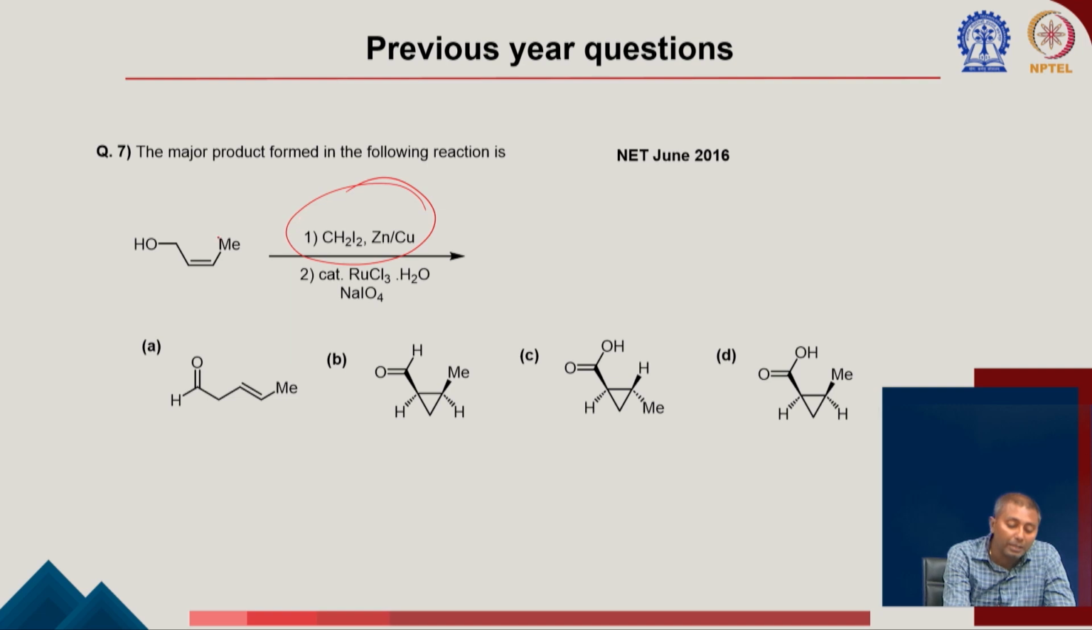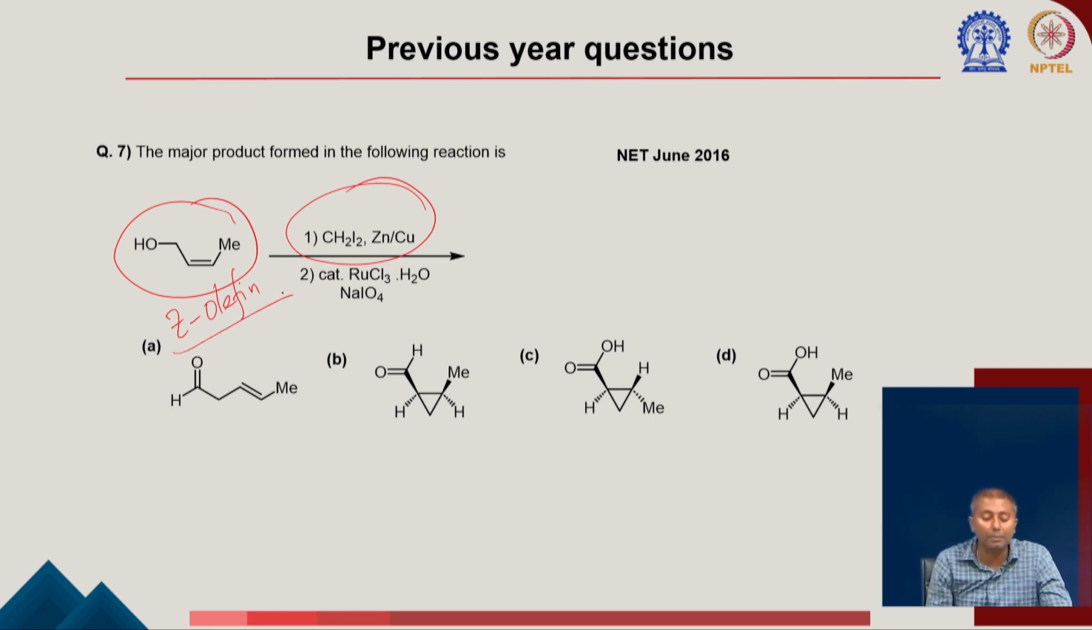So first, if you look at this olefin, it says Z olefin, correct? And if you remember, the reaction using the zinc carbenoid is going to generate a singlet carbene. So this is going to be stereospecific with the olefin. That means the cyclopropane which is going to form here.